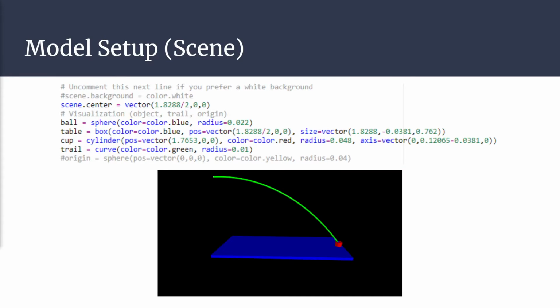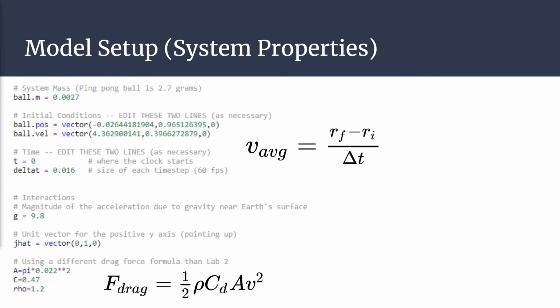First, we needed to build the scene in VPython to visualize what was going on in the clip. This included the table, the cup, and the trajectory of the ball and the ball itself. Next, we set up the system properties. The mass of the average ping pong ball is 0.0027 kilograms. The initial position is taken from the Tracker data, and the initial velocity is calculated by finding the average velocity between the second and first data point.